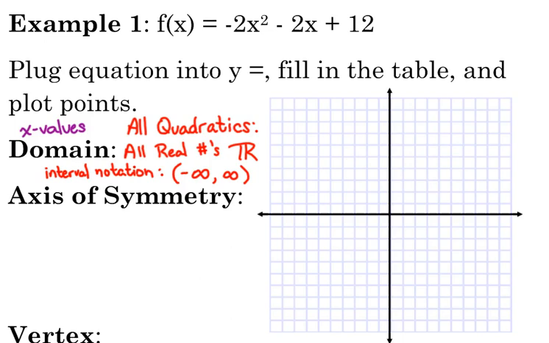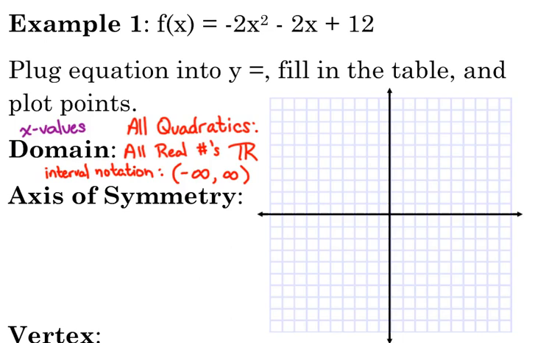The reason why the domain for all quadratics is all real numbers is because you can take any number and you can square it. Positive, negative, fraction, decimal, doesn't matter. You can square any number, you're going to get an answer. You can multiply it by 2 or negative 2 and you're going to get an answer. And you can add 12 to that and you're still going to get a real number answer. So that's why the domain of a quadratic is all real numbers.